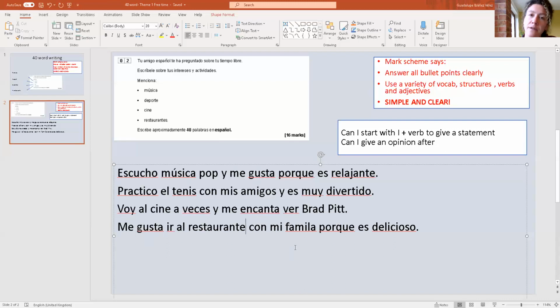So this is the kind of answer that you should have for your 40-word writing. So I would like you to give it a go. Try to do the same. And I will be very happy to have a look at it and mark it. And remember that you get 16 marks to produce this. So keep it simple, keep it very clear, and make sure that you answer the 4 bullet points. Do not worry about a range of tenses. You don't need to include any tenses. Please stick to the present tense and just keep it very, very simple.